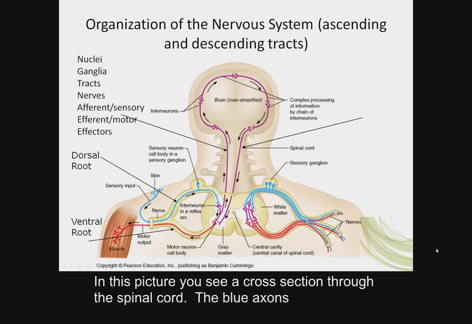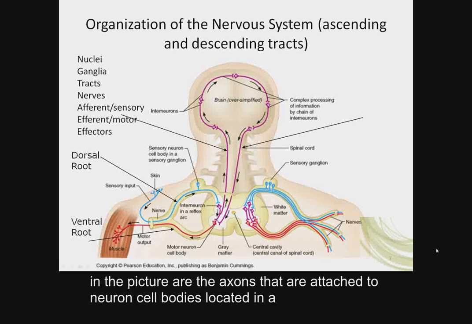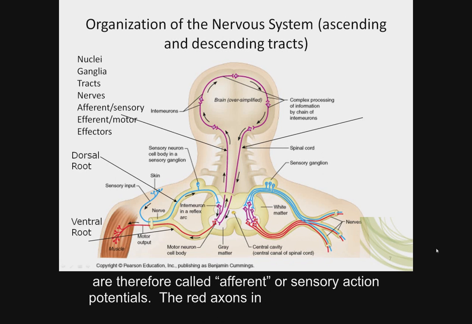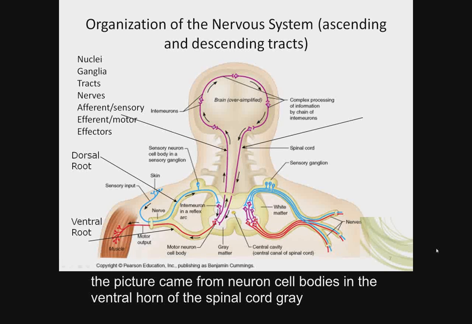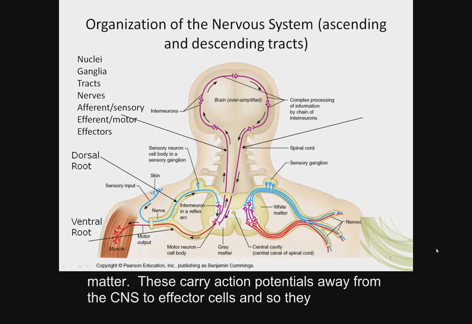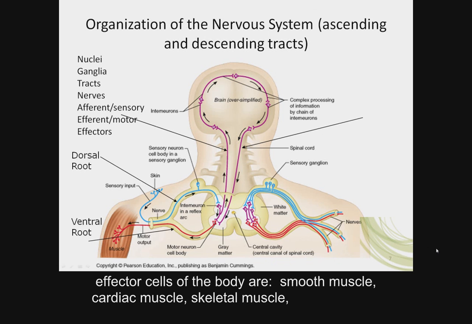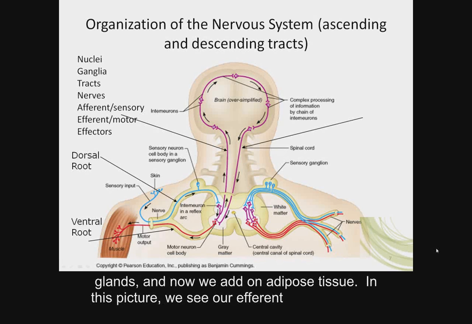In this picture, you see a cross-section through the spinal cord. The blue axons in the picture are the axons that are attached to neuron cell bodies located in a dorsal root ganglion. These axons transmit action potentials toward the central nervous system and are therefore called afferent or sensory action potentials. The red axons in the picture come from neuron cell bodies in the ventral horn of the spinal cord gray matter. These carry action potentials away from the central nervous system to effector cells, and so they are called efferent or motor action potentials. Remember from anatomy that the effector cells of the body are smooth muscle, cardiac muscle, skeletal muscle, glands, and now we add on adipose tissue.